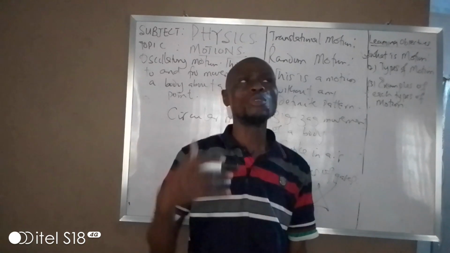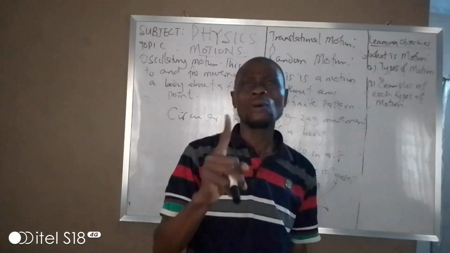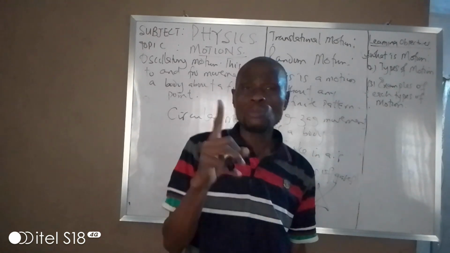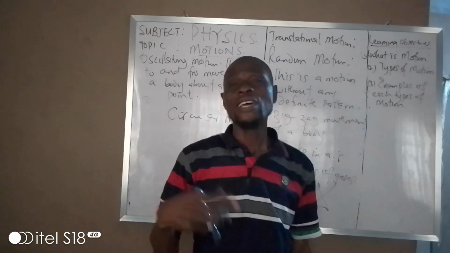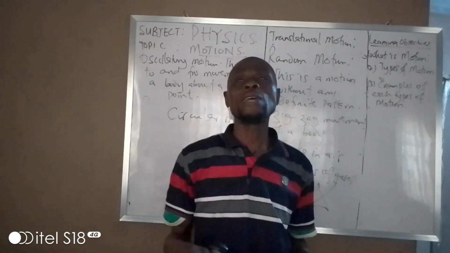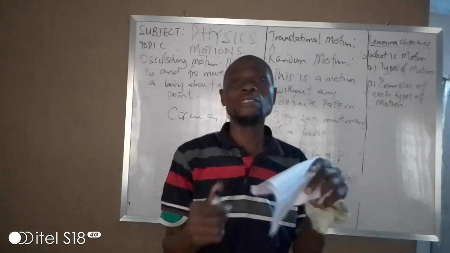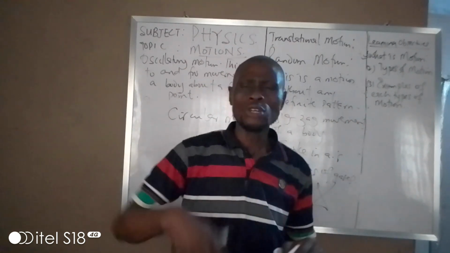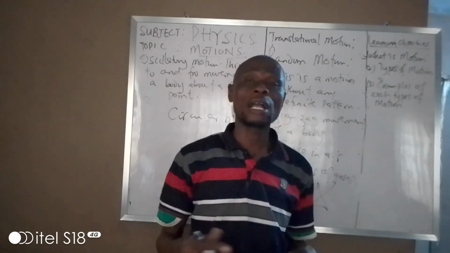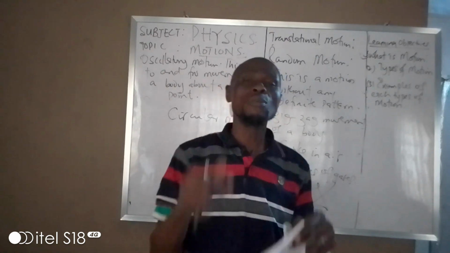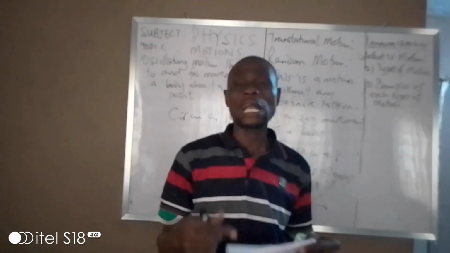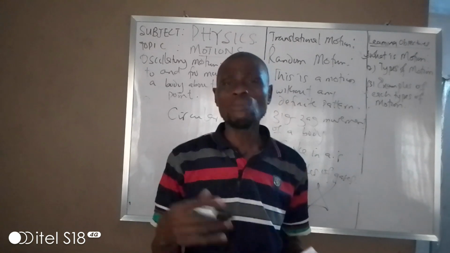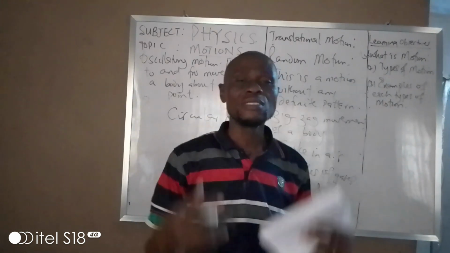Likewise, an object can experience more than one type of motion at the same time. Example, if you look at the movement of the wheel when you are driving, the movement can be rotational and can also be translational. So what I'm trying to say here is that at times you can experience more than one type of motion at the same time.